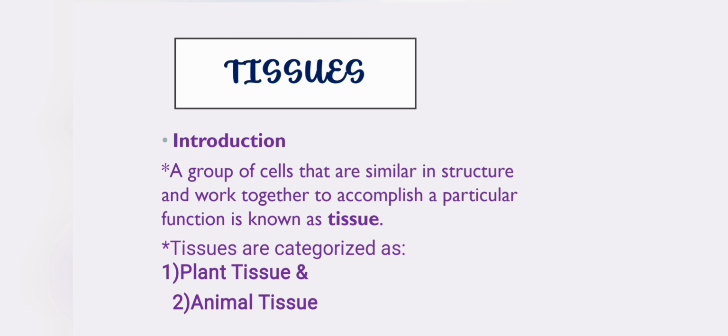So as we all know that a group of cells that are similar in structure and work together to accomplish a particular function is known as tissue. We know that a group of cells together forms a tissue, and these cells are similar, the same in structure, and they work together to accomplish a particular function. These are known as tissues, and we know that tissues are of two types: plant tissue and animal tissue.